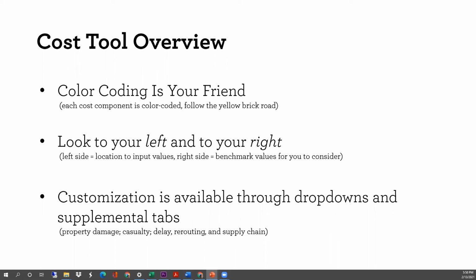Finally, customization is available through drop-down menus as well as supporting tabs in the workbook. Supplementary tabs are available for estimating property damage, casualties, and delay and rerouting and supply chain cost elements. For more information about cost estimation for the various components, for property damage, casualties, delay, rerouting and supply chain, or first and emergency responder costs, see the video tutorials that discuss each of these cost components at greater length.